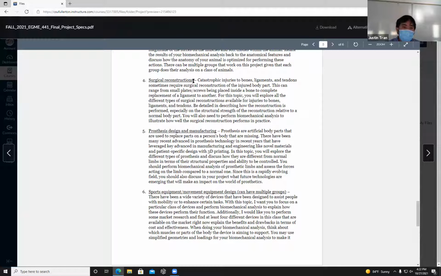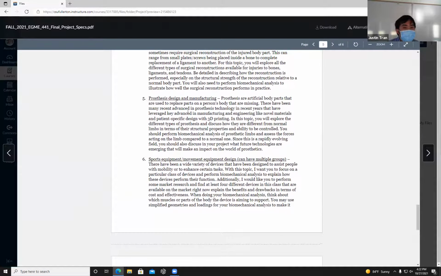And so for this topic, what I want you to do is explore all the different types of surgical reconstructions that are available. And I want you to do some analysis of how, after the reconstruction, this affects the athletes, or how this affects the person's ability to move relative to before their surgery, okay?